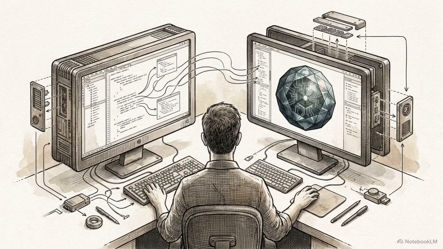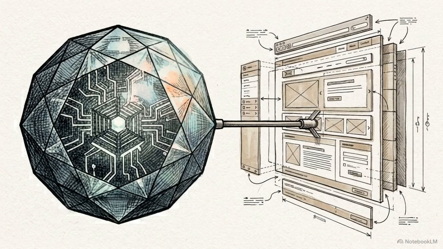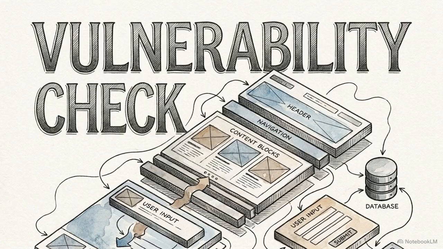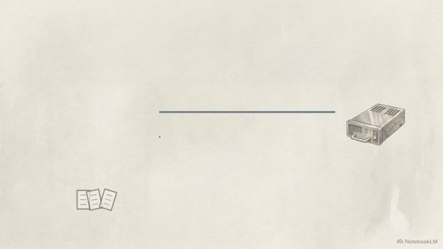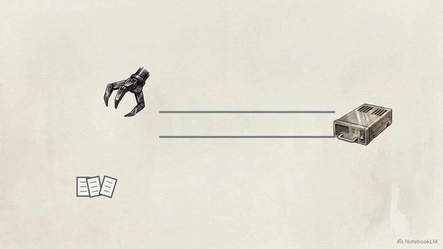Developers today are deeply integrated with AI assistants in their local environments. It's natural to want to point these highly capable agents at a live website and ask a simple question: is this secure? The problem lies in how security testing actually works.